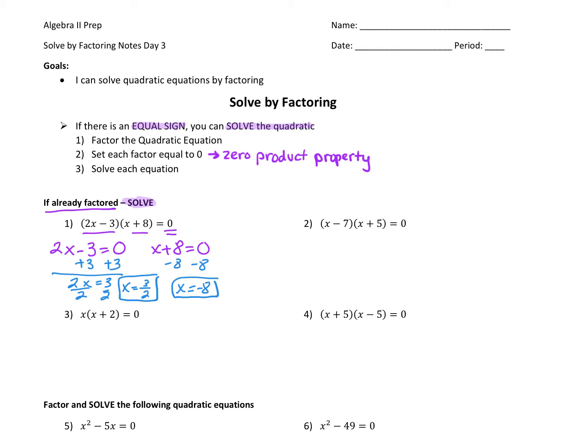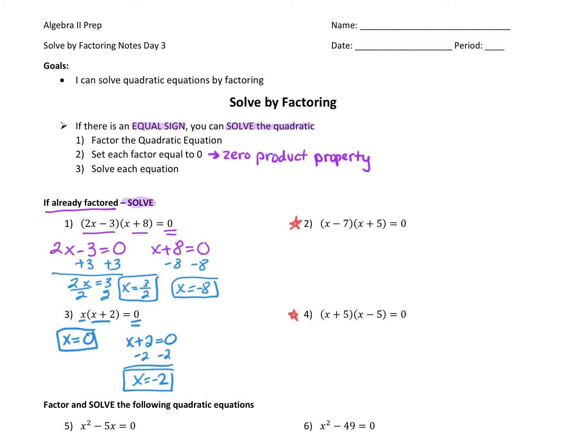I'm going to do number 3, and then I'm going to have you guys do 2 and 4. So number 3, I have two factors. I have x, and I have x plus 2, so I'm going to set each of those equal to 0. So I'm going to set x equal to 0, and I'm going to set x plus 2 equal to 0. So this one's already solved. To finish solving this one, I would minus 2. So my two solutions would be that x equals 0 and x equals negative 2. Now that we've done 1 and 3 together, I'd like you to try 2 and 4 on your own. Pause the video and try 2 and 4.